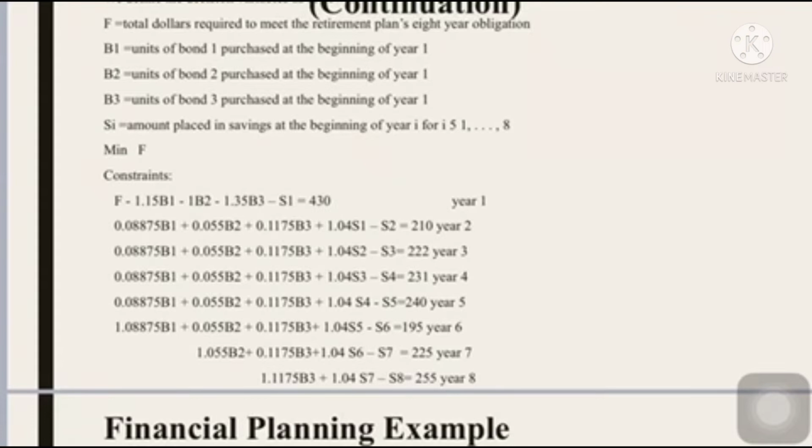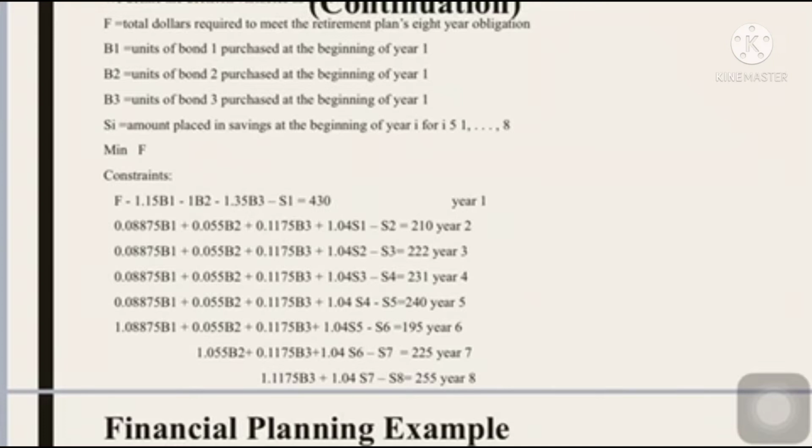Finally, note that a variable S8 appears in the constraint of year 8. The retirement fund obligation will be completed at the beginning of year 8, so we anticipate that S8 will be 0 and no funds will be put into savings. However, the formulation includes S8 in the event that the bond income plus interest from the savings in year 7 exceed the 255 cash requirement for year 8. Thus, S8 is a surplus variable that shows any funds remaining after the 8-year cash requirements have been satisfied.